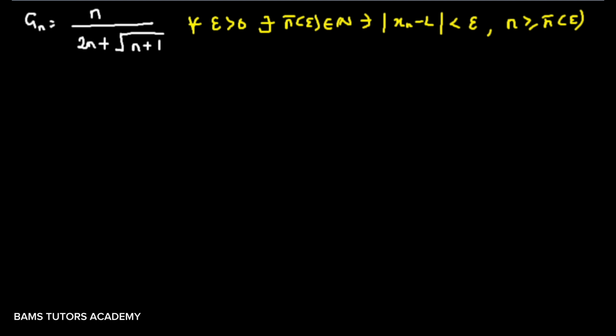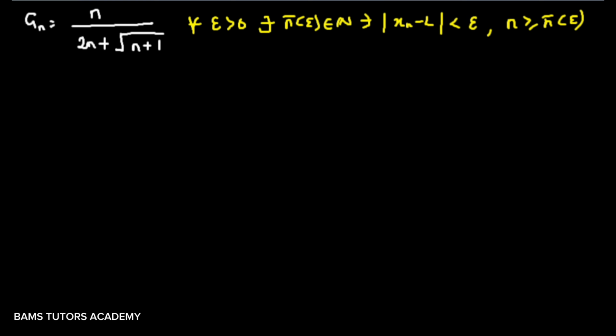And in this video I'm going to be solving, we want to determine the convergence of this sequence using the epsilon definition. The basic definition is that for all epsilon greater than 0 there is an N bar epsilon in N such that the absolute value of x_n minus L is less than epsilon, meaning we want to work with the absolute value of x_n minus L less than epsilon, and we will get an expression that n is greater than an expression that has epsilon. That's what we want to do.